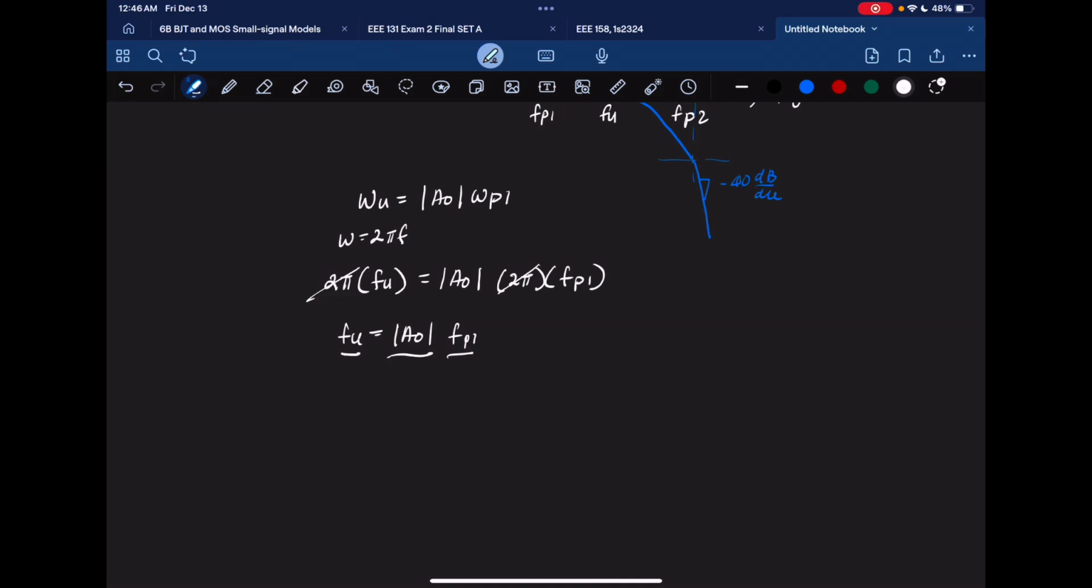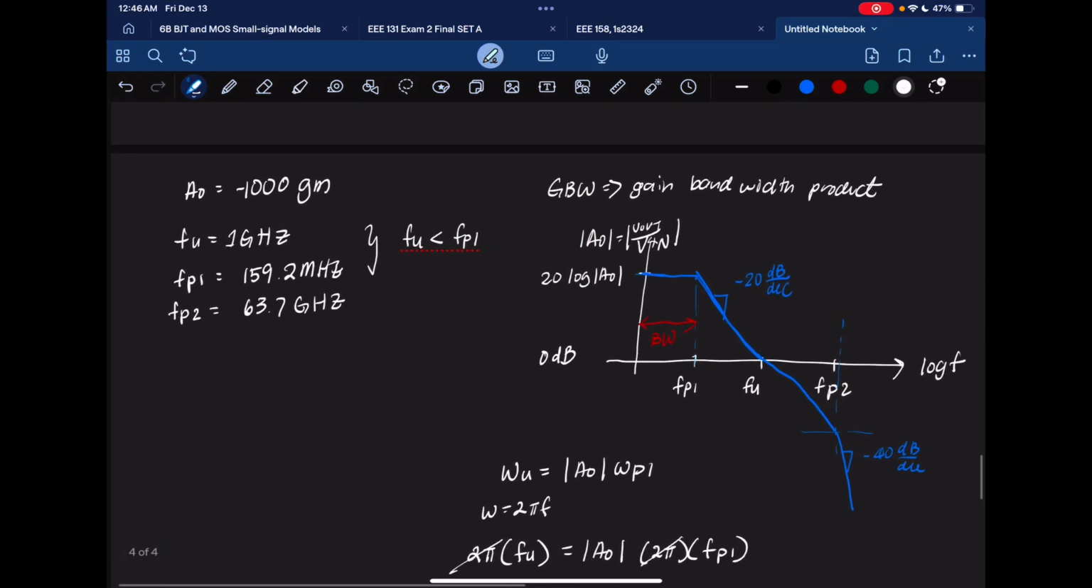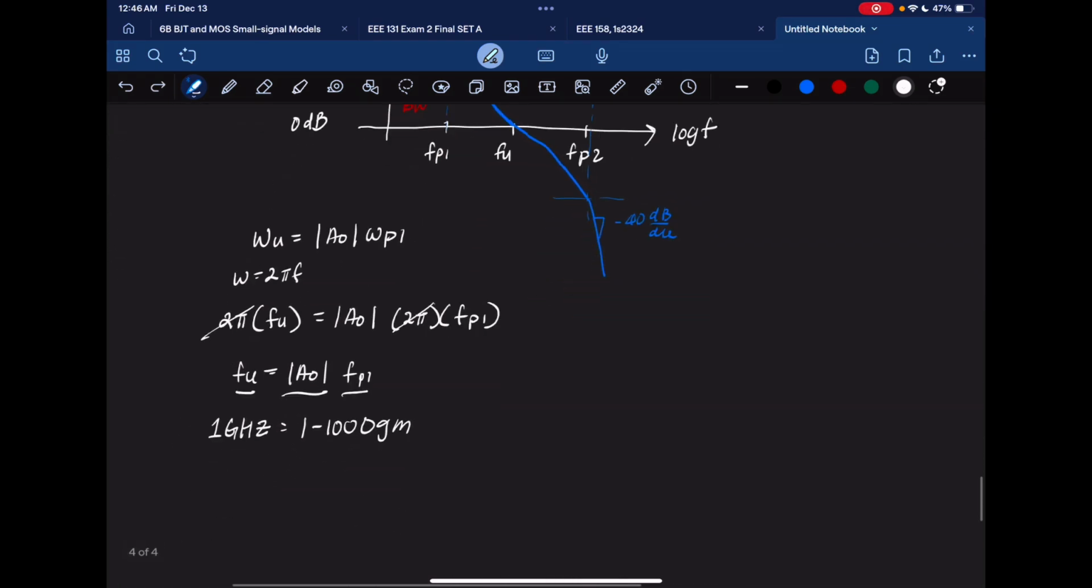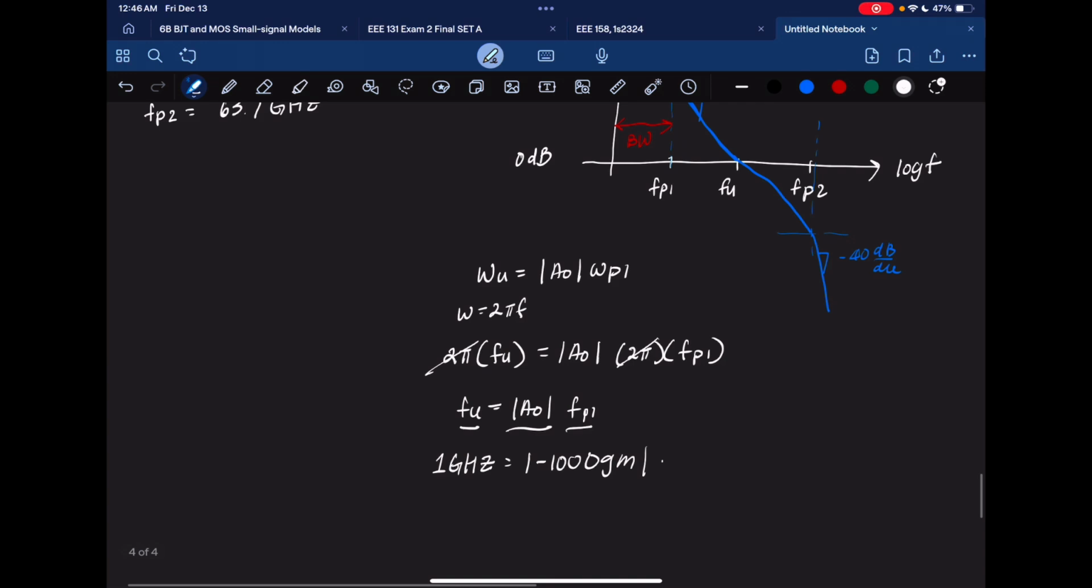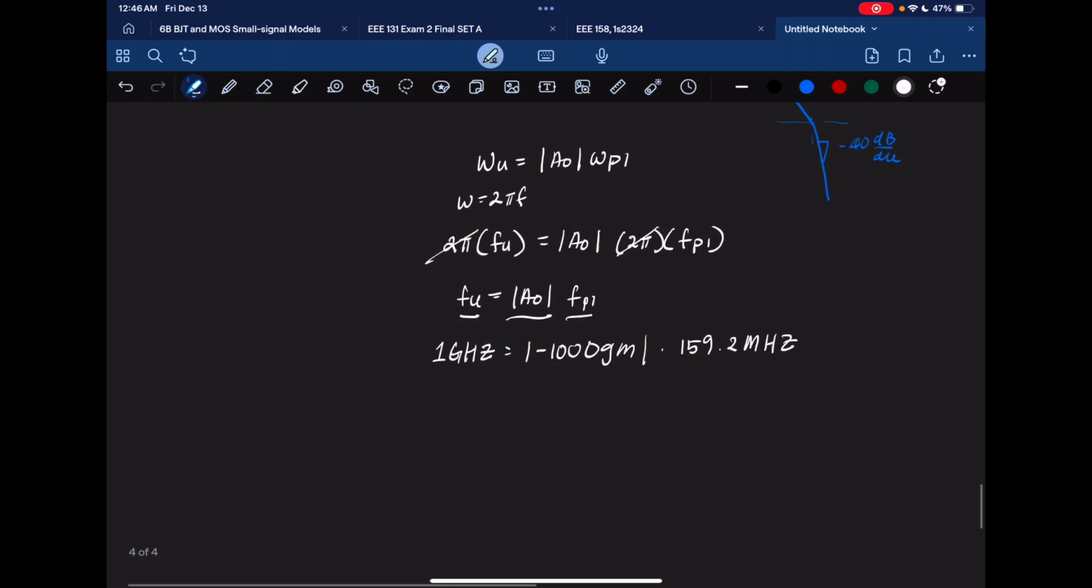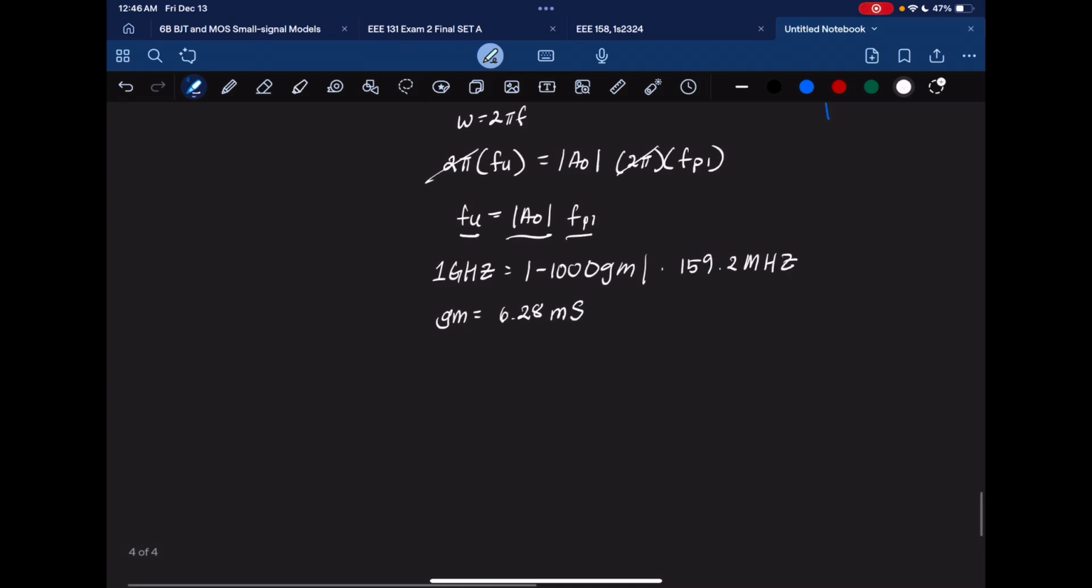But then we're looking for a specific value. We know the numerical value of this, because it's the gain, the unity gain, and AO is the magnitude. So let's just put that first: 1000 GM from the previous computation, multiplied with FP1, which we got earlier, 159.2 megahertz. And then GM, if you compute it, is 6.28 ms, Siemens.